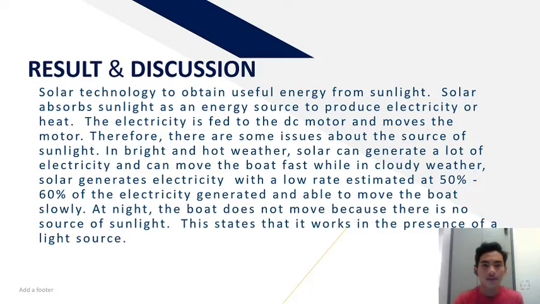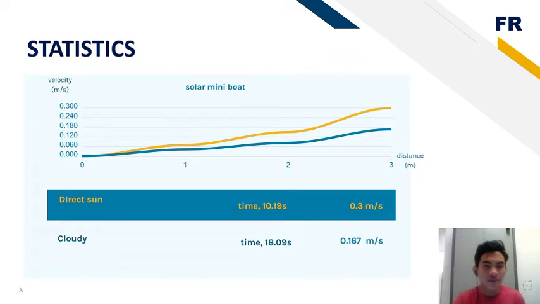We go to the next slide. Now we talk about the statistics. You can see the differences between these two situations: the direct sun weather and the cloudy weather. The cloudy weather took a longer time to reach the distance of 3 meters, with a speed of 0.167 meter per second. In the direct sun weather, the time to reach the distance of 3 meters is shorter than in the cloudy weather.